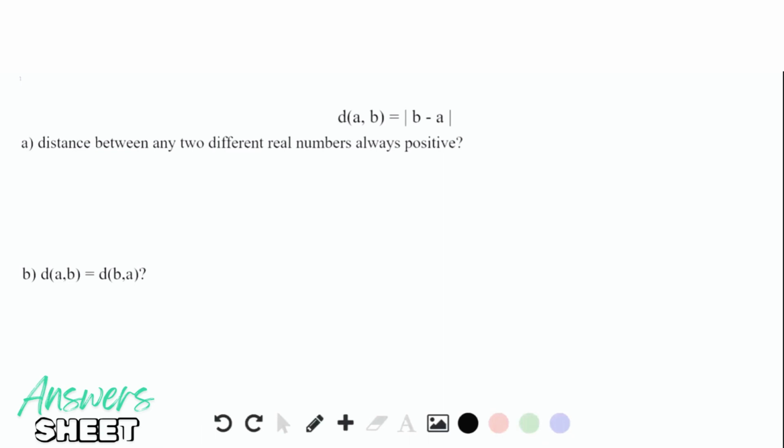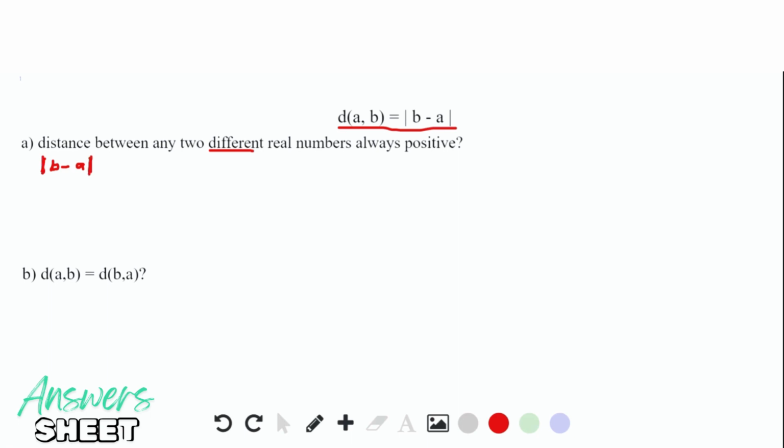Part A of our problem asks us whether the distance between any two different real numbers will always be positive. And up at the top here, I have written out the distance formula for two numbers on a number line that's given in the book. So when we see this formula, we immediately notice that the two numbers, b and a, which are different numbers, have an absolute value sign around them.